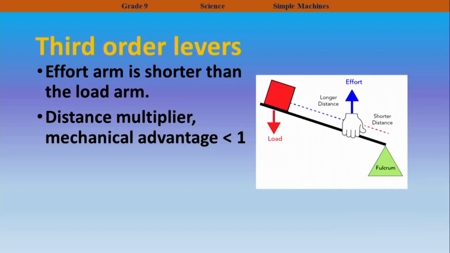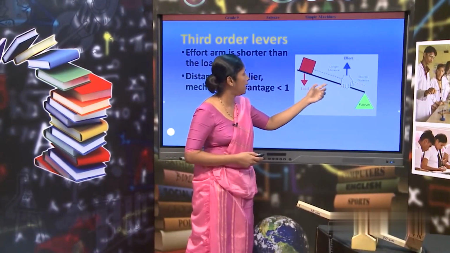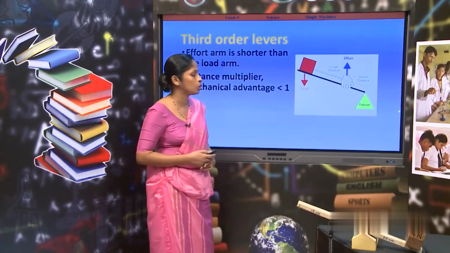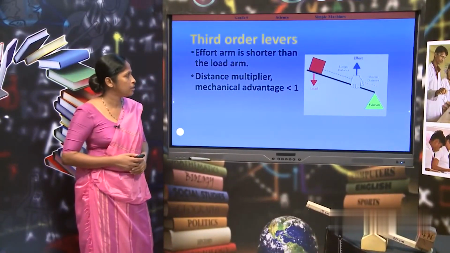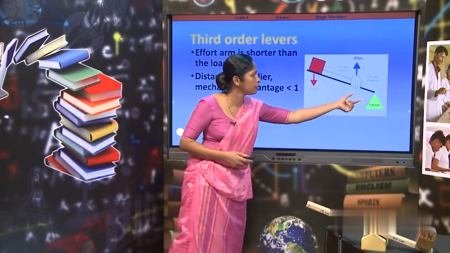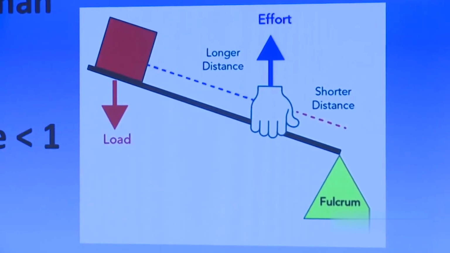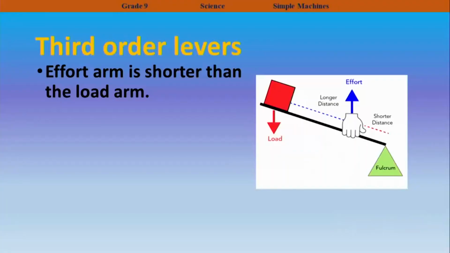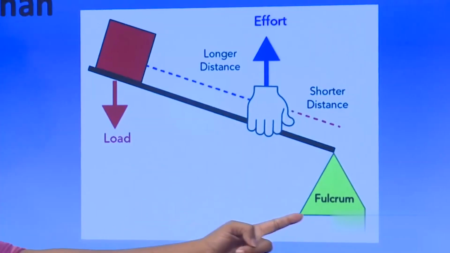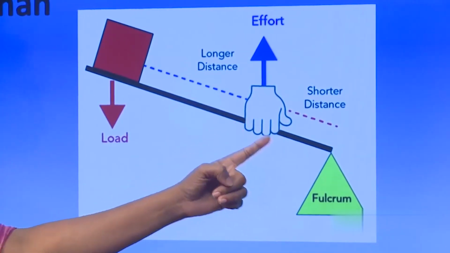That means, in third order levers, the effort is greater than the load. According to the activity we did earlier also, we proved that when the load arm is greater than the effort arm, the effort is greater than load. In third order levers, effort arm is shorter than load arm. Here is the fulcrum and load, load arm, fulcrum and effort, effort arm.